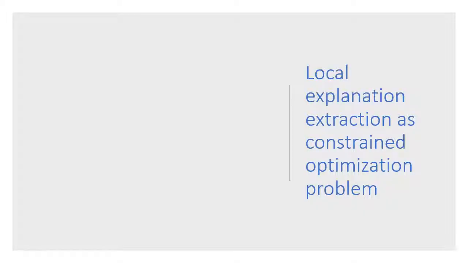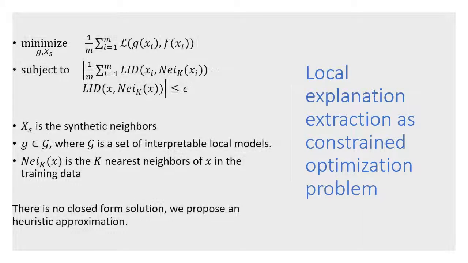We model the local explanation extraction as a constraint optimization problem. The goal is to find a local surrogate, and the constraint is that the LID of the synthetic labels is similar to the LID of the test instance. There is no closed form solution, so we propose a heuristic approximation.